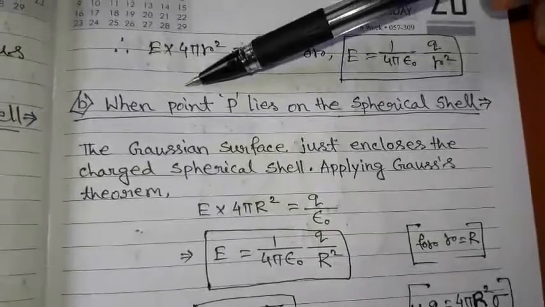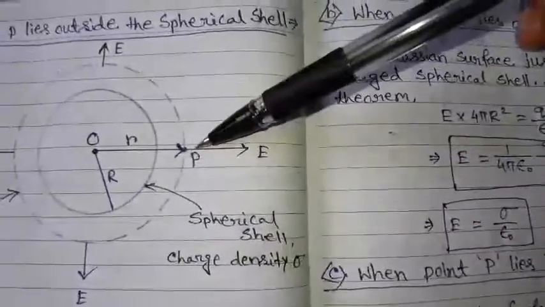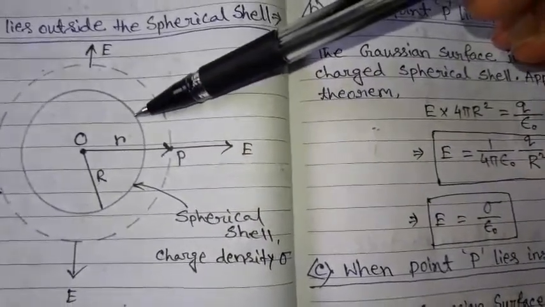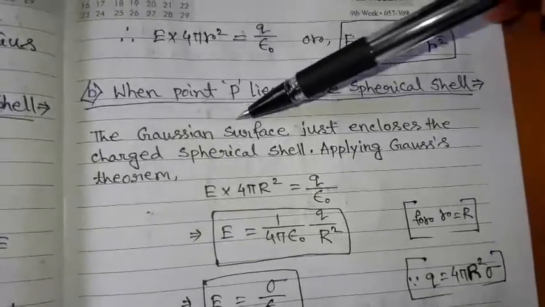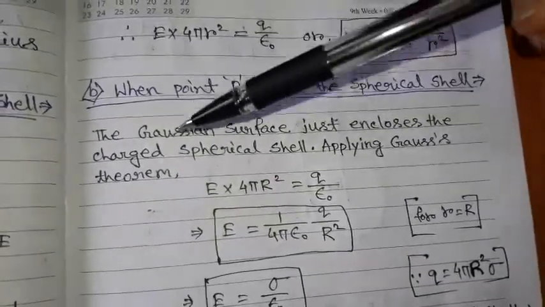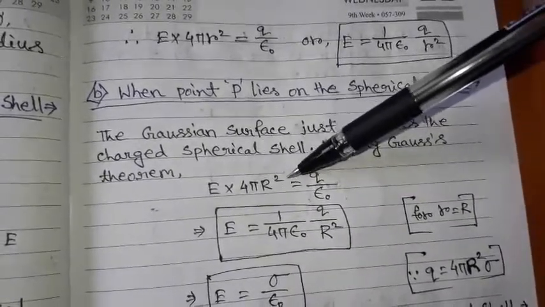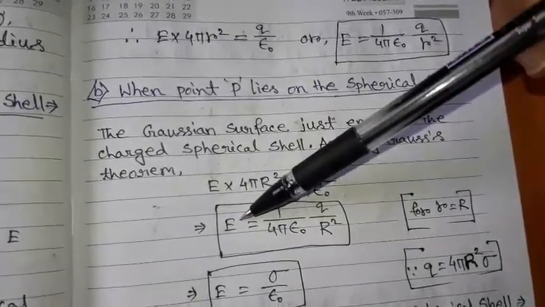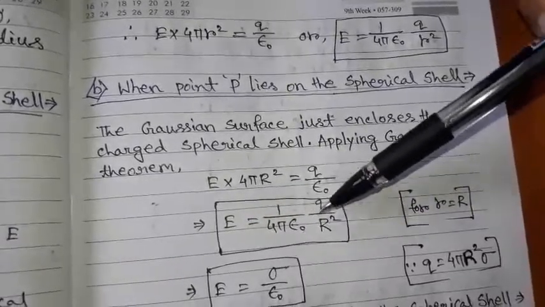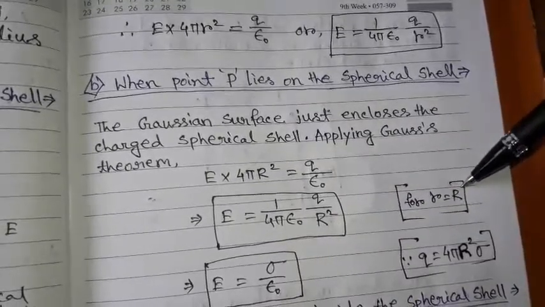Next, when point P lies on the spherical shell. P point now lies on the spherical shell. So the spherical shell itself works as a Gaussian surface. The Gaussian surface just encloses the charged spherical shell. Applying Gauss's theorem, E into 4 pi capital R square equal to Q by epsilon naught. So electric field E equal to 1 by 4 pi epsilon 0 Q by capital R square when small r is equal to capital R.